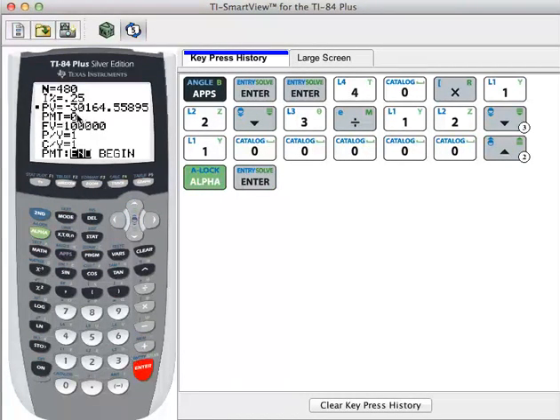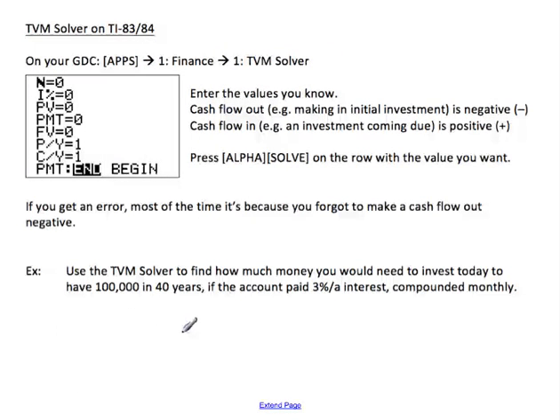And we get negative $30,164.56. So that's the amount that we would have to put into the account now. It's negative because it's a cash outflow in order to have $100,000 after 40 years of monthly compounding. So that's the answer to our question. That's how much we need to invest. We need to invest $30,164.56 now in order to have $100,000 in 40 years. So that's an introduction to financial math and simple and compound interest.